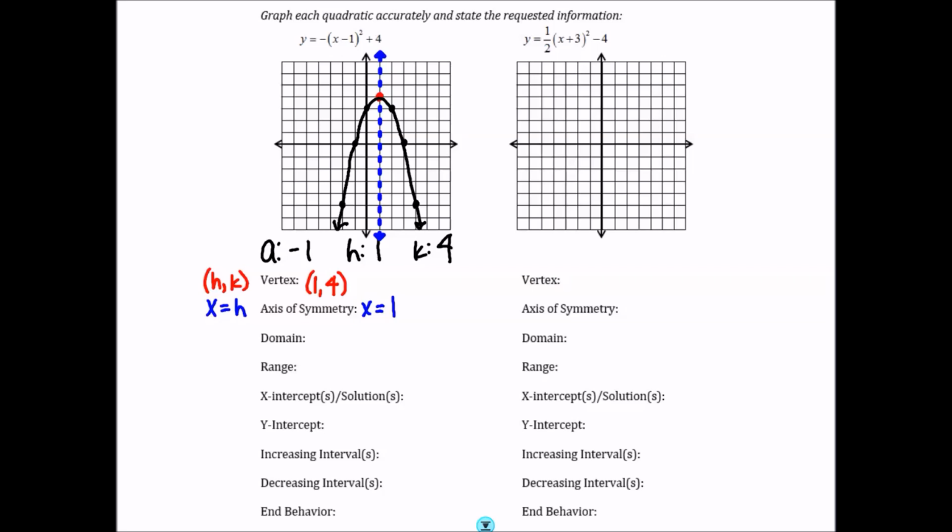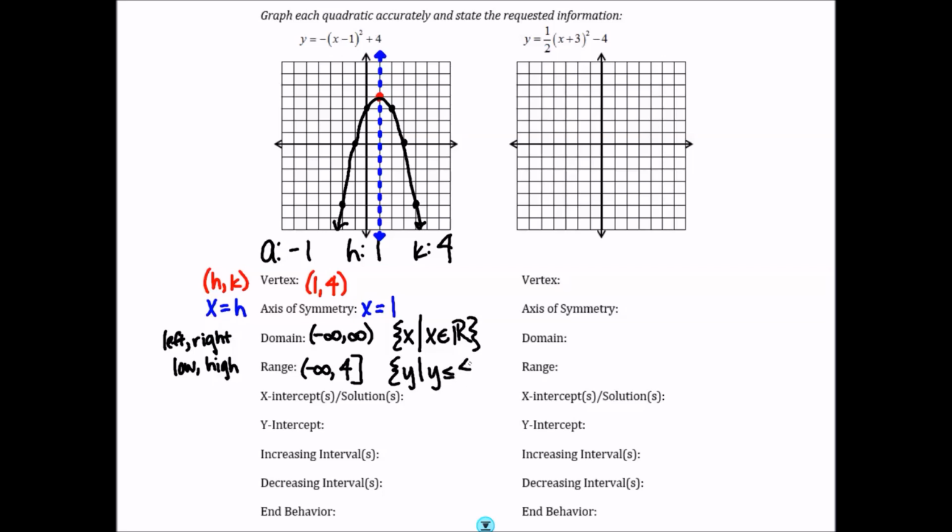Now remember back to domain and range. Remember that domain is how far left and right the graph goes. So if you look, since there are arrows at both ends, the graph will continue going to the left forever and to the right forever. So you could write the domain as negative infinity to infinity, or as all real numbers, which in set notation is {x | x is an element of the real numbers}. The range is how low and how high the graph goes. So if you look, the graph will keep going down forever, so it will go all the way down to negative infinity, and then the highest it goes is 4 with a bracket because it equals 4 at the vertex. In set notation, this would be {y | y is less than or equal to 4}.